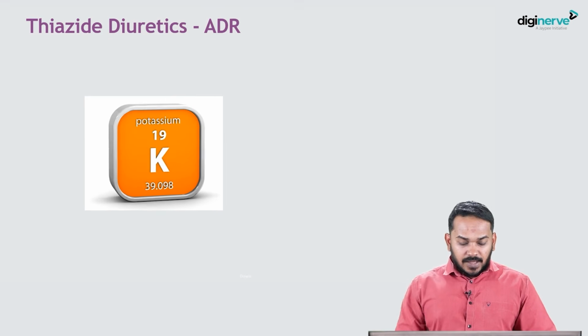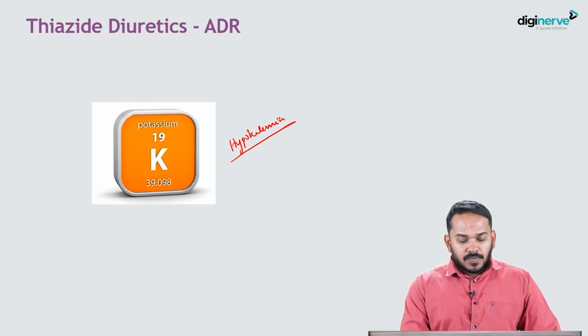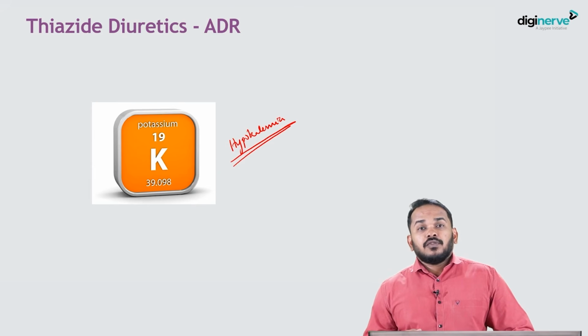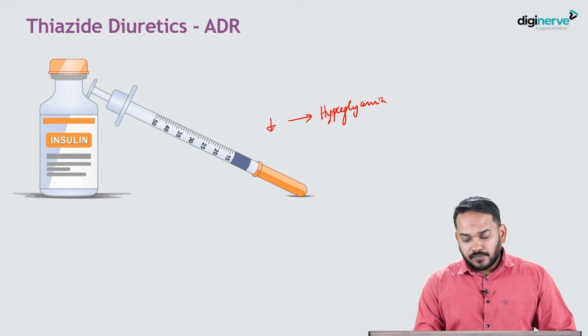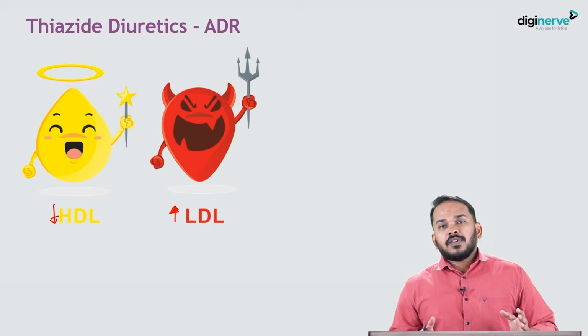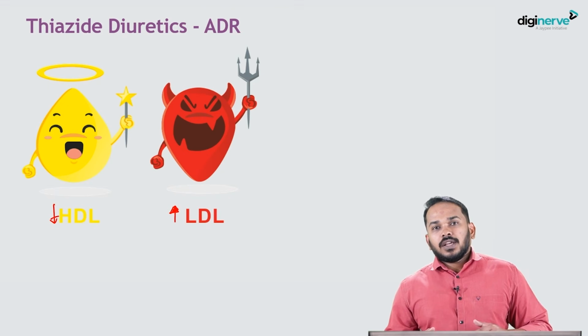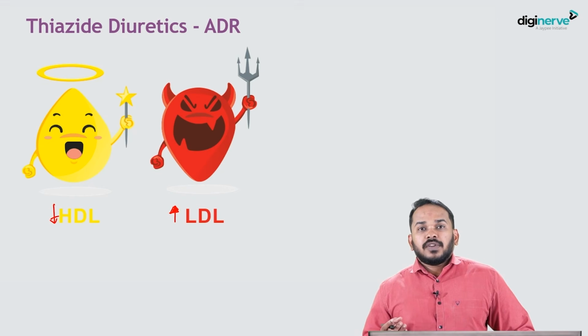It also reduces the reabsorption of potassium, which can result in hypokalemia. And since potassium is very essential for insulin secretion, reduced potassium will result in reduced insulin secretion and that can result in hyperglycemia. Thiazide diuretics also reduce HDL levels and increase LDL levels, similar to loop diuretics. The only difference between thiazide diuretic and loop diuretic is the reabsorption of calcium. Thiazide diuretics increase the reabsorption of calcium, whereas loop diuretics will increase the excretion of calcium.